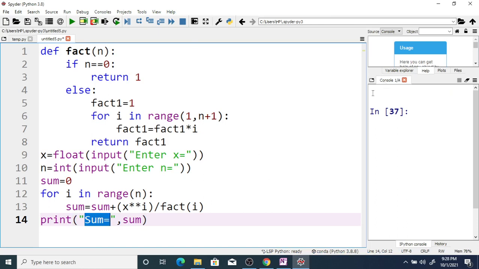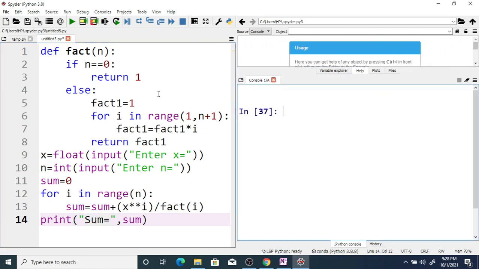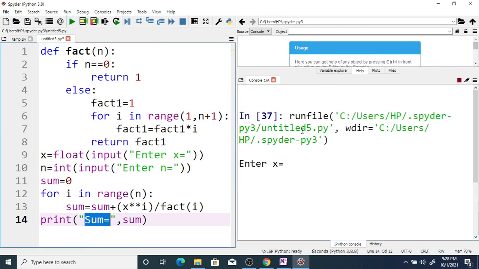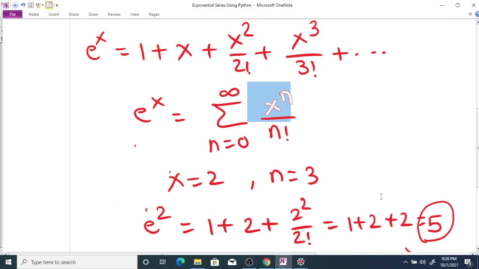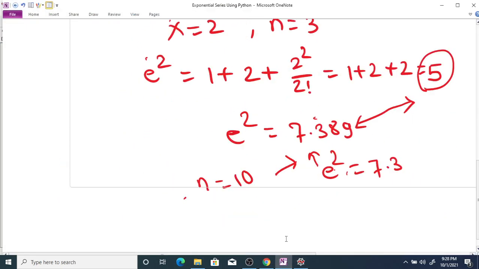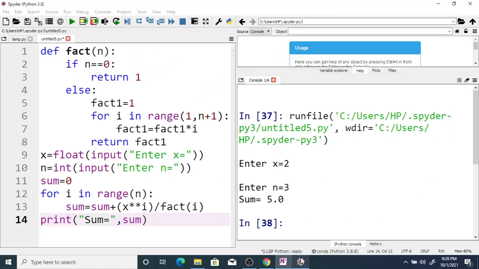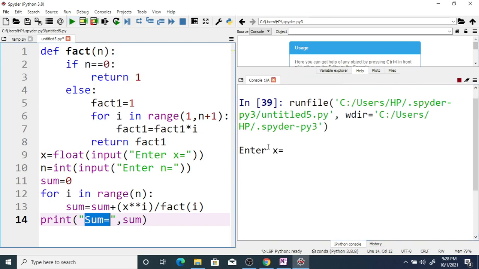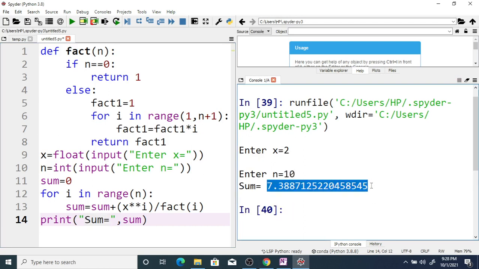So if you run this code, enter x. If you enter x is equal to say 2 and number of terms is 3, then here sum is 5. You can observe here we calculated this sum is 5, but the exact value of e raised to 2 is 7.3. So to obtain an answer very close to the exact value, we want to increase the number of terms. If you increase the number of terms, say you want to determine e raised to 2 and number of terms say 10, then you can observe here the approximate value is very close to the exact value.